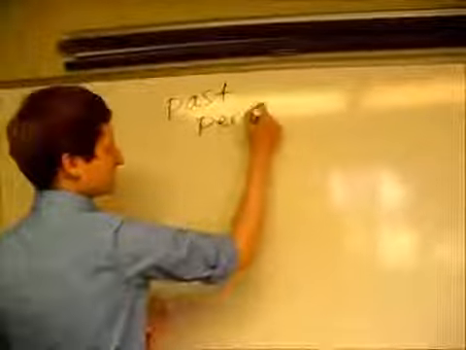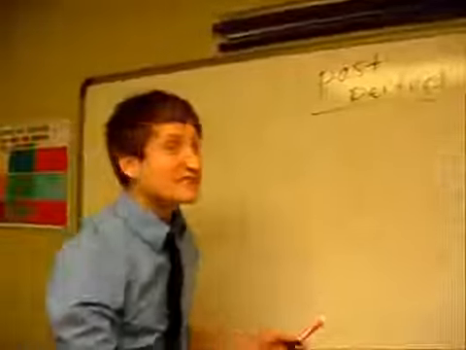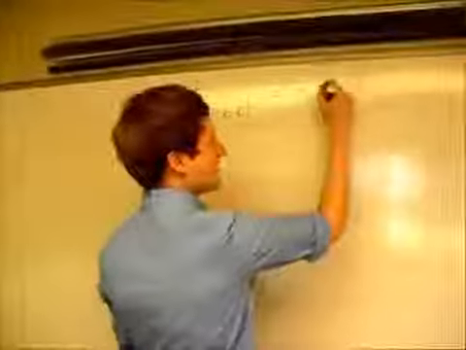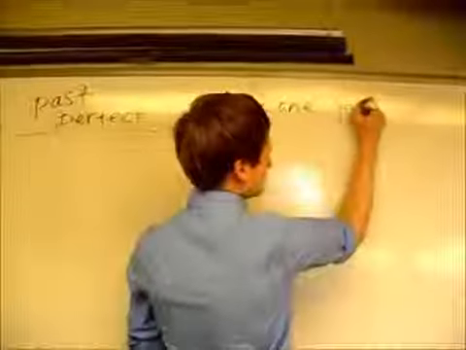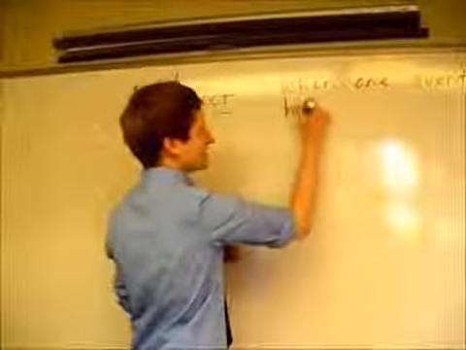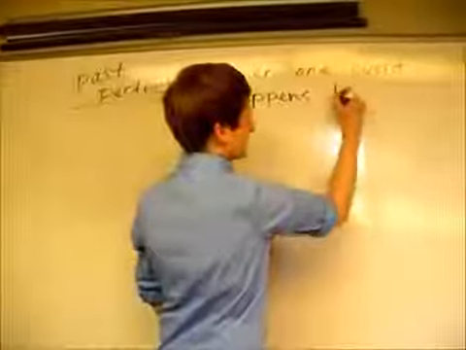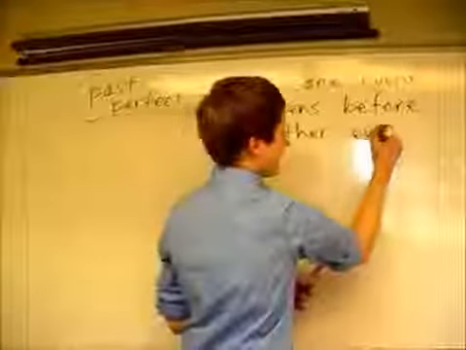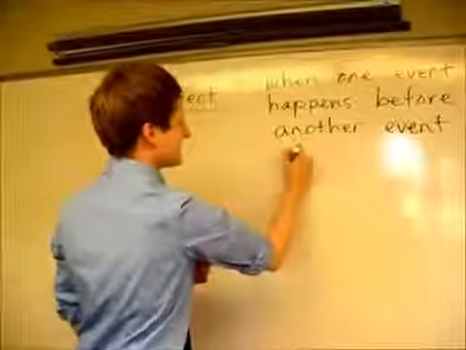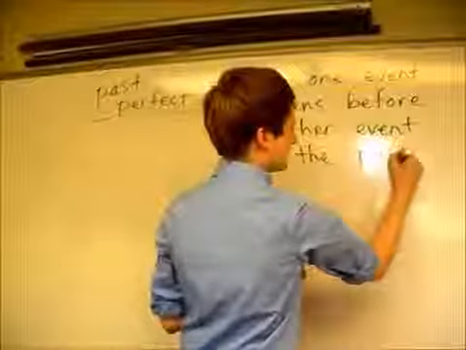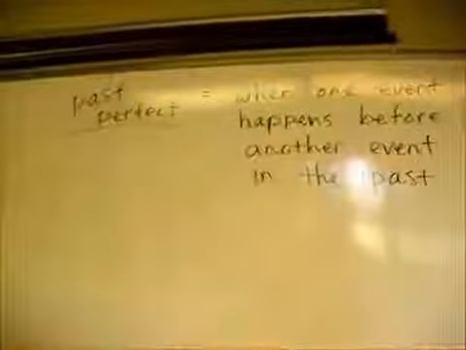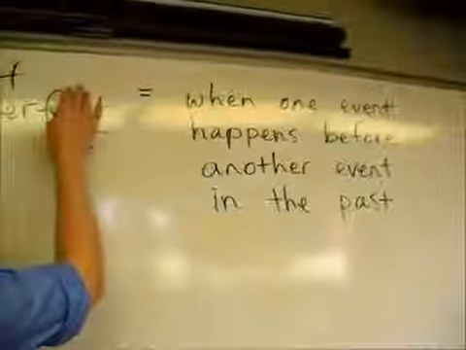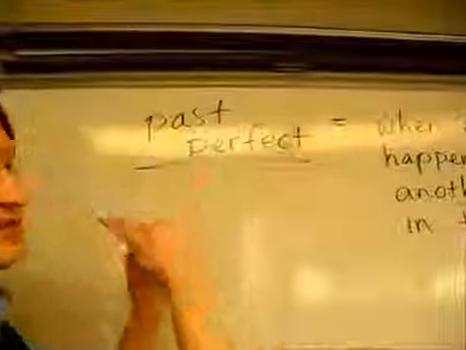Okay, let's talk about a verb tense. This verb tense is called the past perfect. You can use this when one event, one thing, happens before another event, another action, another thing in the past. So when two things happen in the past, you can use the past perfect, and this happens first.